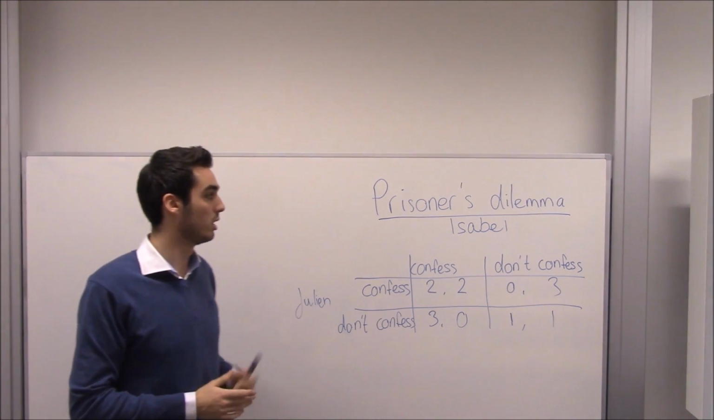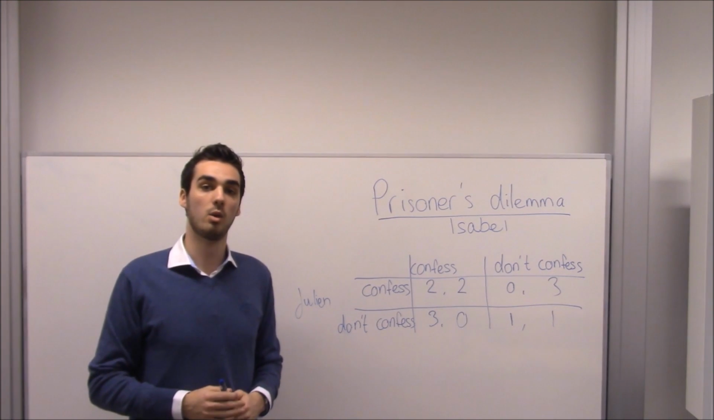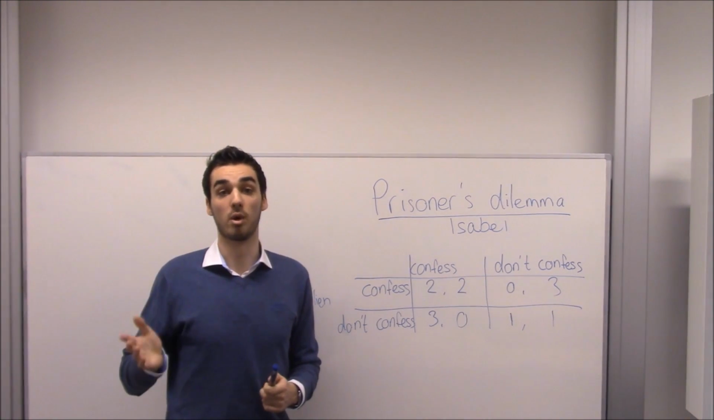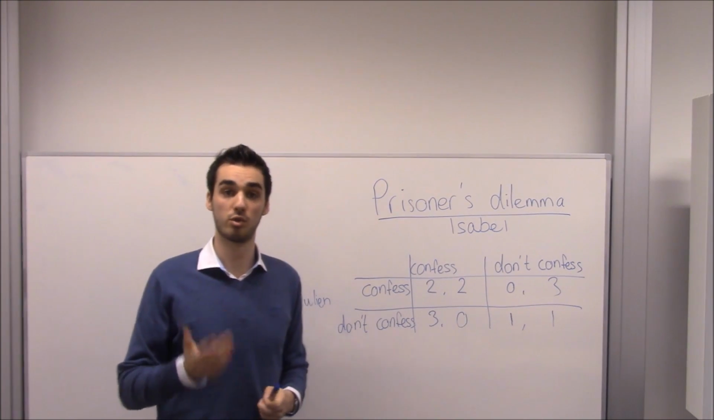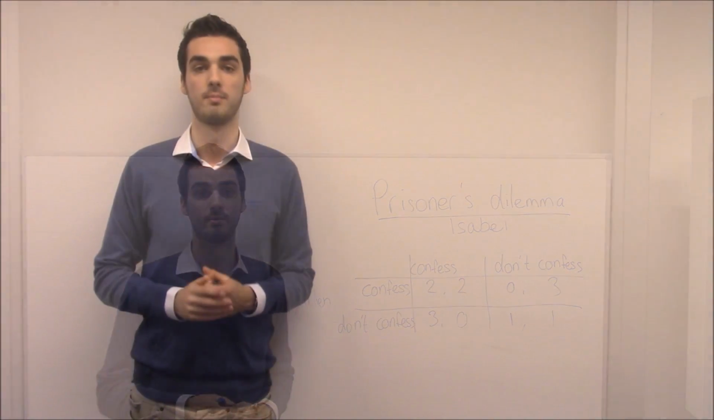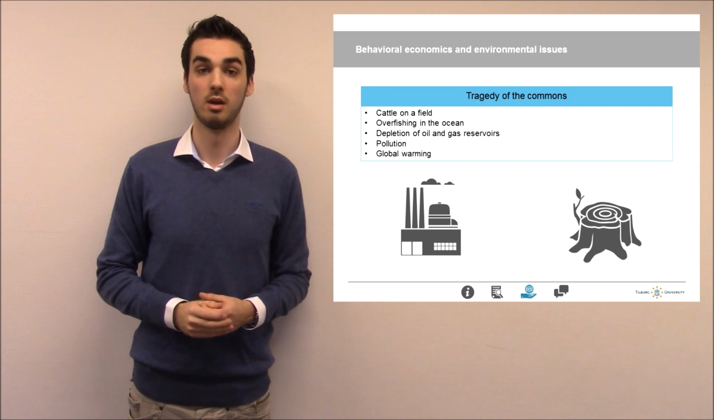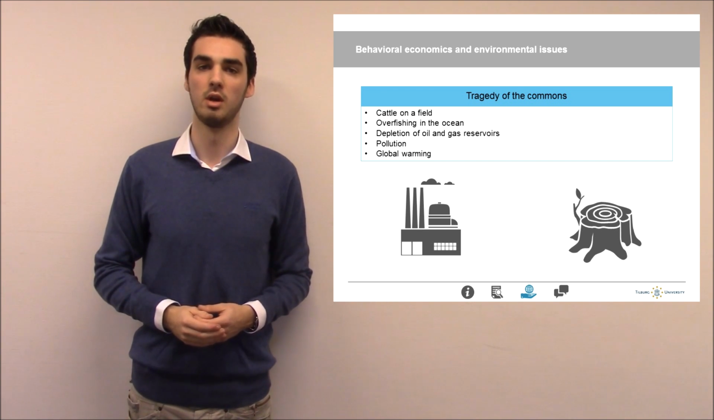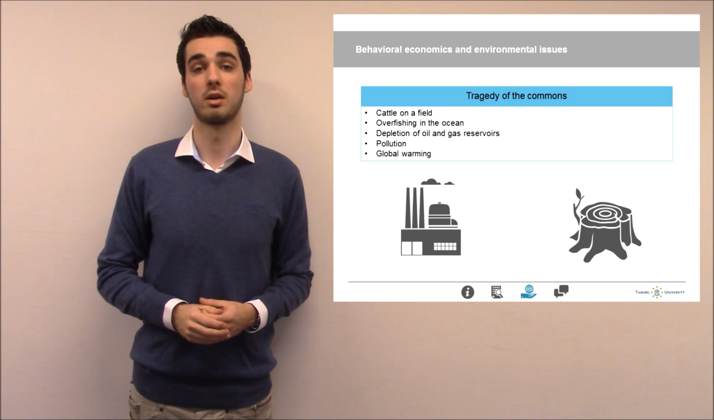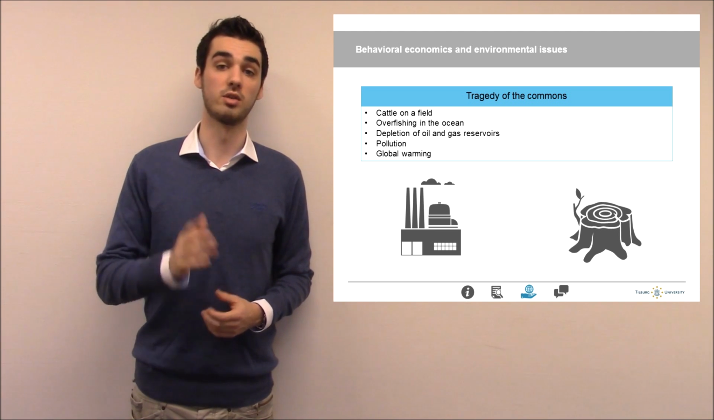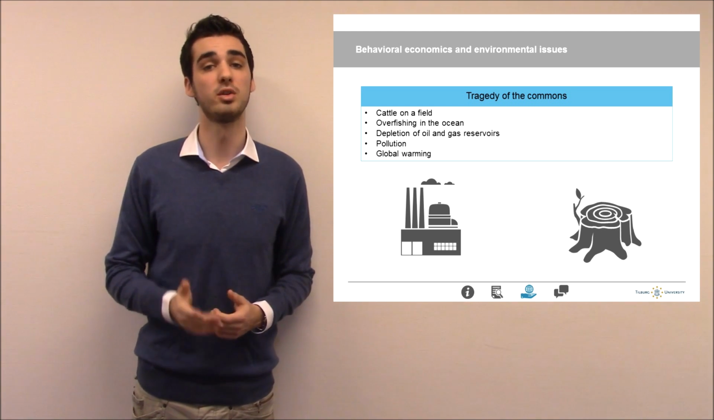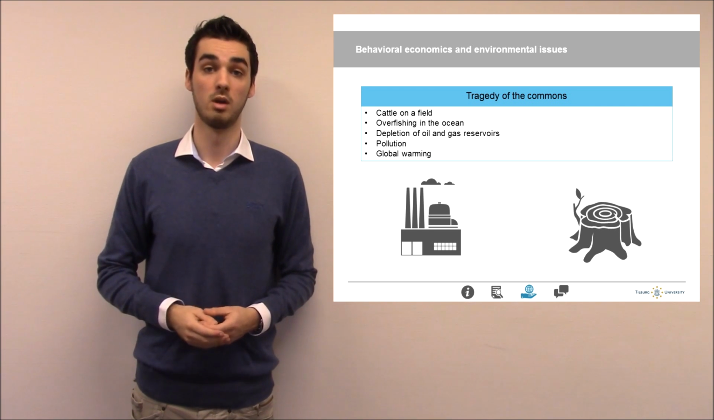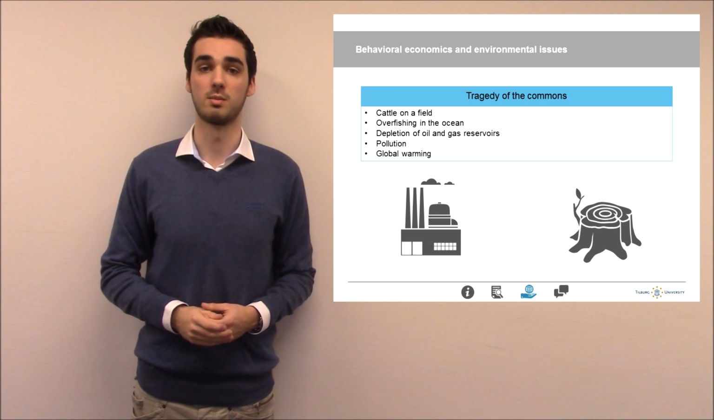So this shows that by the prisoner's dilemma, we can use this theory in order to make a solution for environmental issues, of course also through the tragedy of the commons. Okay, so now that we looked at the prisoner's dilemma and the tragedy of the commons situation of cattle on the field, we can use this theory to apply to more examples in the real world. For instance, overfishing in the ocean, depletion of oil and gas reservoirs, pollution, and also global warming, of which the latter one is of course an important aspect.